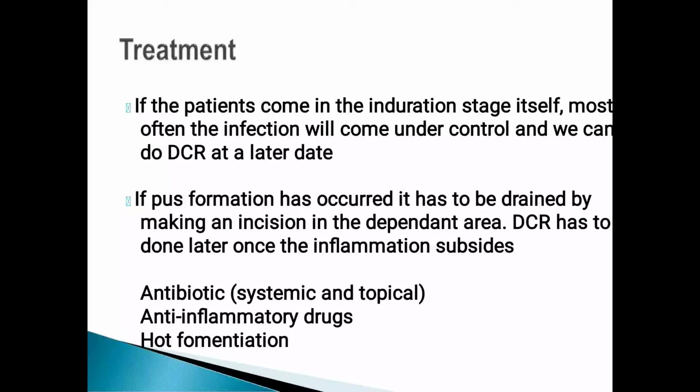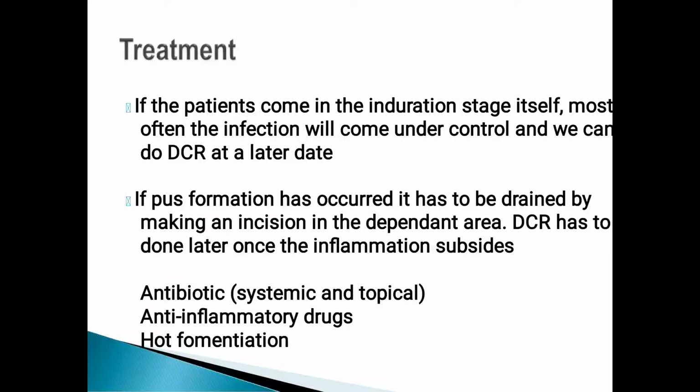So first we control the infection with the help of systemic and topical antibiotics. Usually a combination of amoxicillin and cloxacillin is the drug of choice in treating acute dacryocystitis. Then we can also give some analgesics or anti-inflammatory drugs to reduce the pain and inflammation, and hot fomentation will also help in relieving the pain. If there is pus formation, then we can just make a nick in the dependent area to drain the pus.